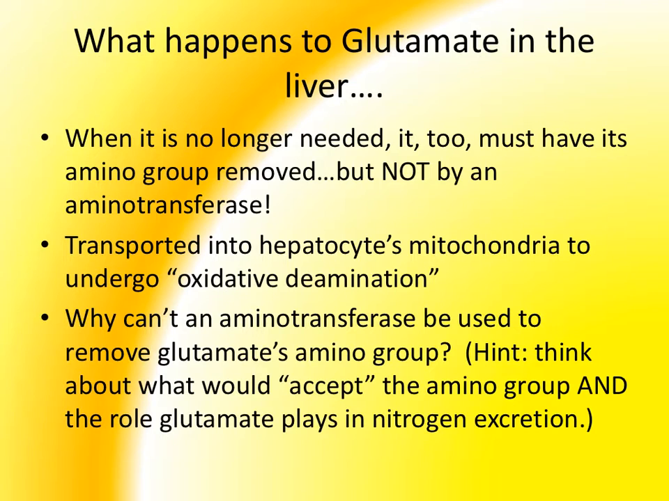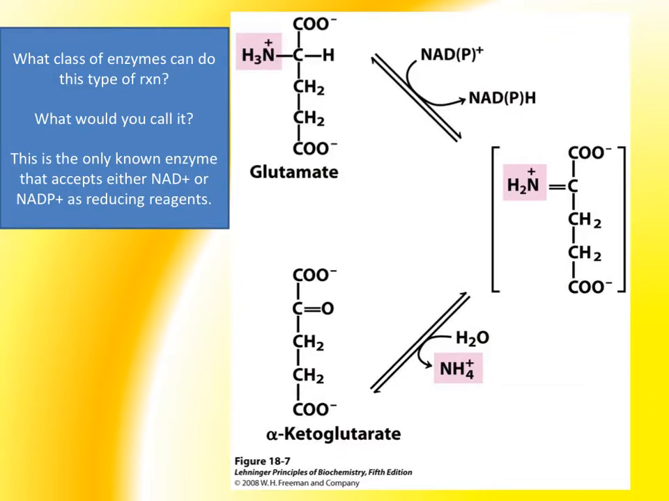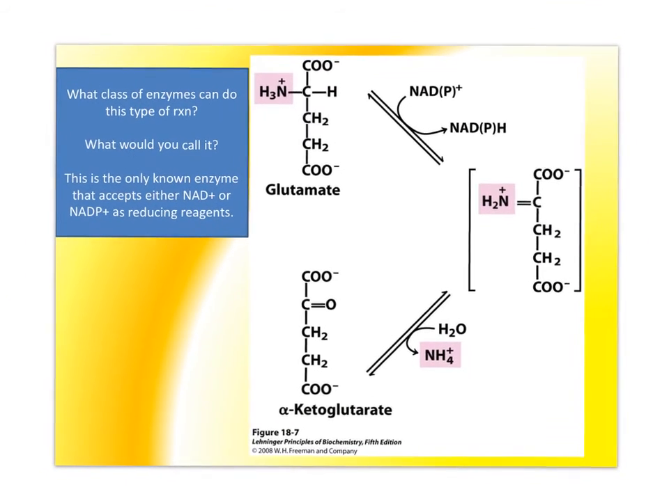And so this is just a fancy way of saying that the glutamate has got to go to the mitochondria of a liver cell in order to undergo what's called oxidative deamination. Be careful when you say it, it sounds almost like a theology class. Oxidative deamination. Hellfire kind of thing. Okay. Now we're getting back to kinds of things that we've seen before.